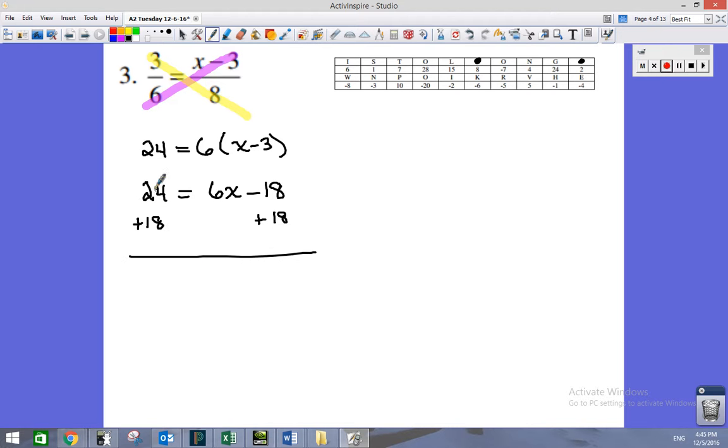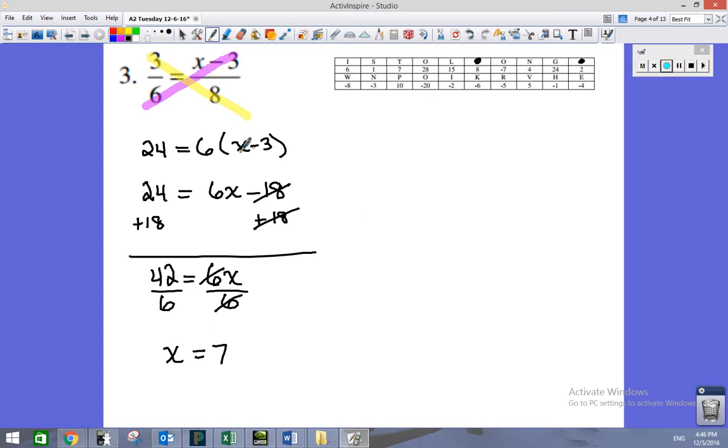So I get a resulting equation that is 42, and the negative 18 and positive 18 cancel each other out. And we've almost got the x by itself. The inverse operation of multiplication is division. So I need to divide both sides by 6 because 6 divided by 6 is 1. And 42 divided by 6 is 7. We didn't have a variable in the denominator, so we didn't have to worry about an extraneous solution.